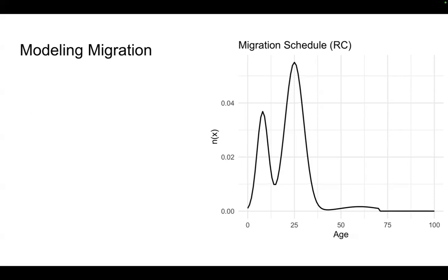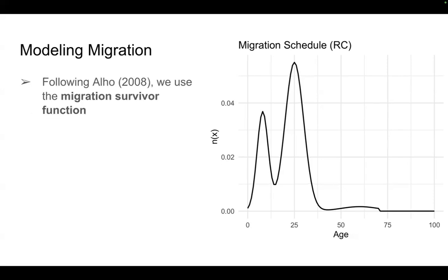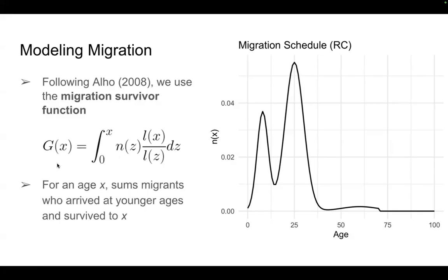Okay. So how do we actually model this? Following some work from Alho, we're going to use what's called the migration survivor function. And here we're diving into some formal demography, so bear with me for a little bit, but there is some intuition here. So this function g of x is called a migration survivor function. And what is it doing? What is the integral doing?